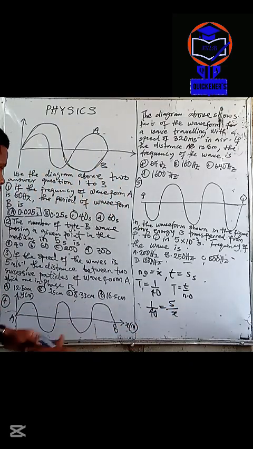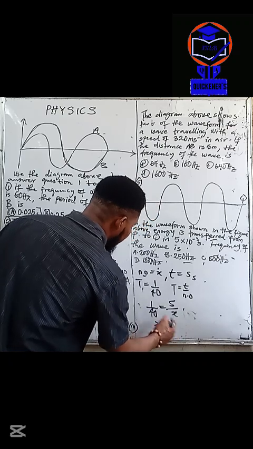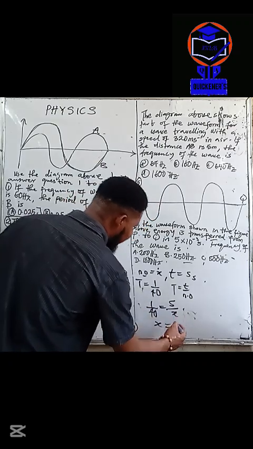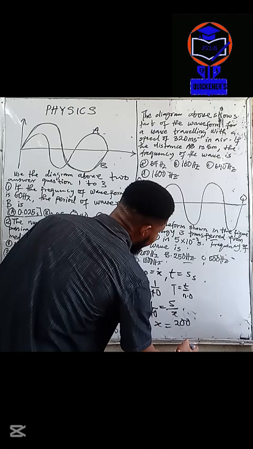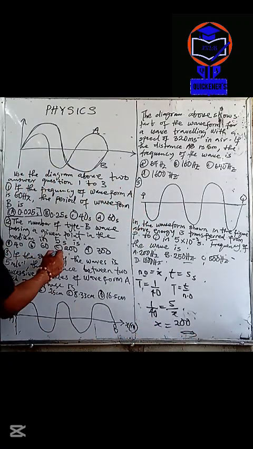Do you understand that? Alright, so cross multiply. That will be the number of oscillations equal to 40 times 5, which is 200 waves. Alright? So 200 waves. This is it, option C. Did you see how I'm solving that?